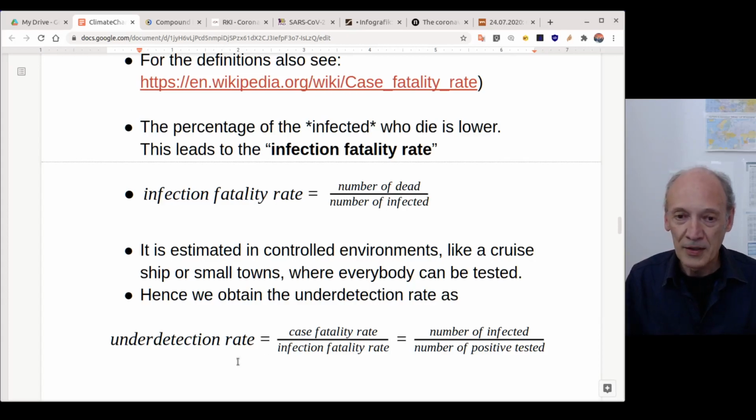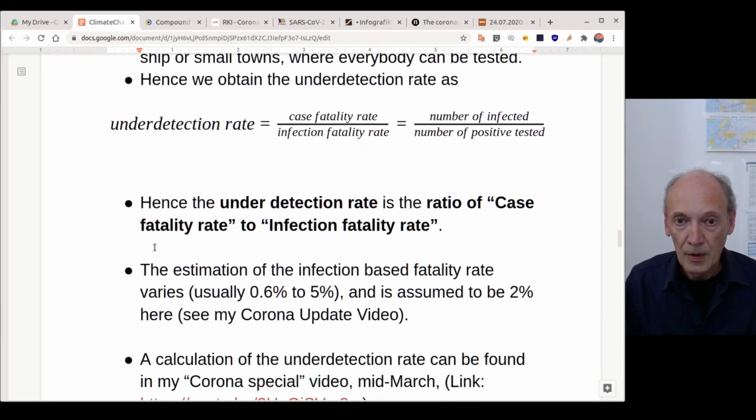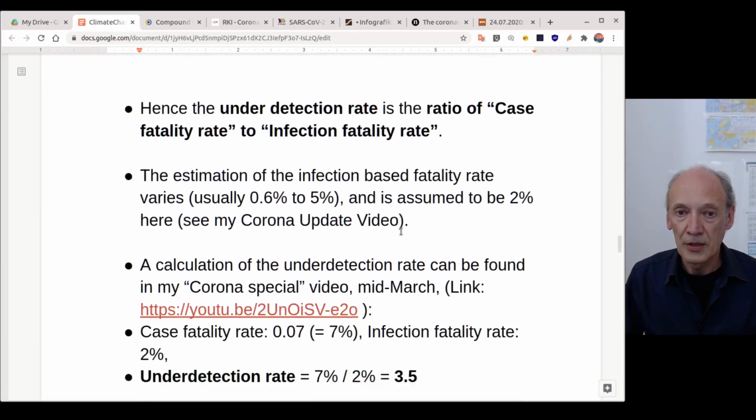So for this under-detection rate to be precise, we need to have a precise count of the dead, of those who died from the disease. And this is a problem in countries like, for instance, India, where in the countryside you have basically not much infrastructure, and if people there die, then basically they don't enter in any statistic. And that makes the estimation then difficult. Yeah, so hence the under-detection rate is the ratio of the case fatality rate to the infection fatality rate.